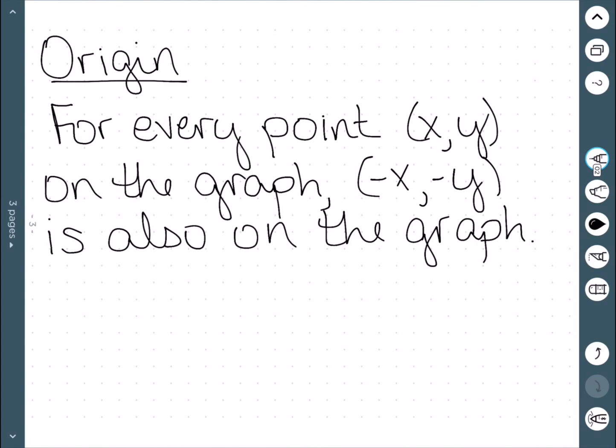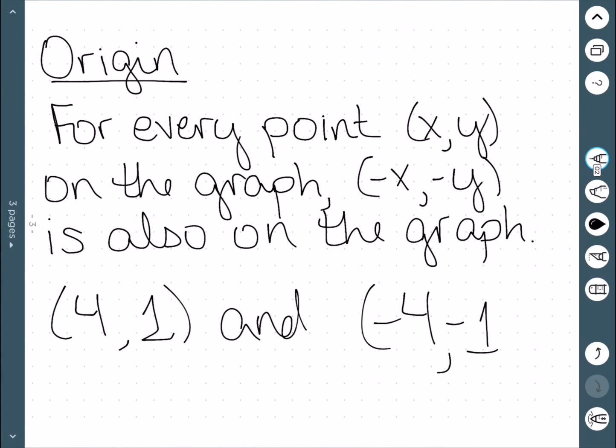The last symmetry we'll look at is symmetry with respect to the origin. This means that for every point (x, y) on the graph, (negative x, negative y) is also on the graph. If we have a picture, this is essentially saying if I take this graph and rotate it 180 degrees, if I take my piece of paper and essentially turn it over, then it's still the same graph. We didn't actually change anything. Another example, if (4, 1) is on this graph, that means so is (negative 4, negative 1).